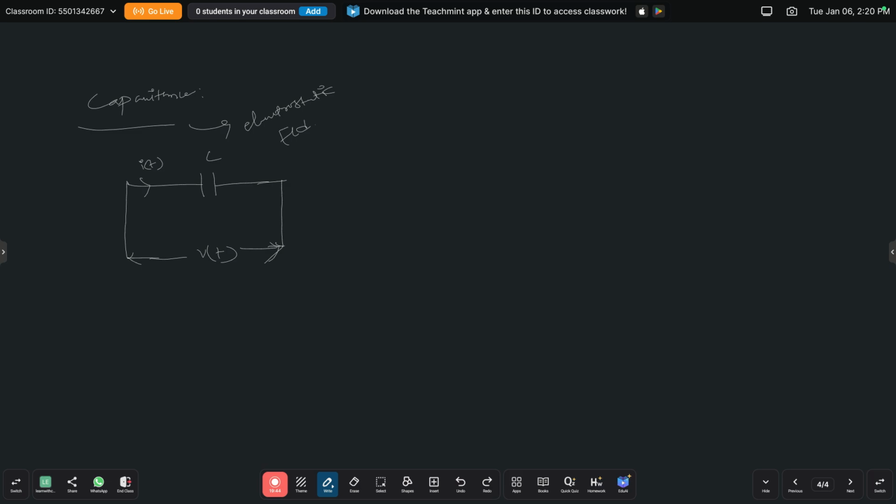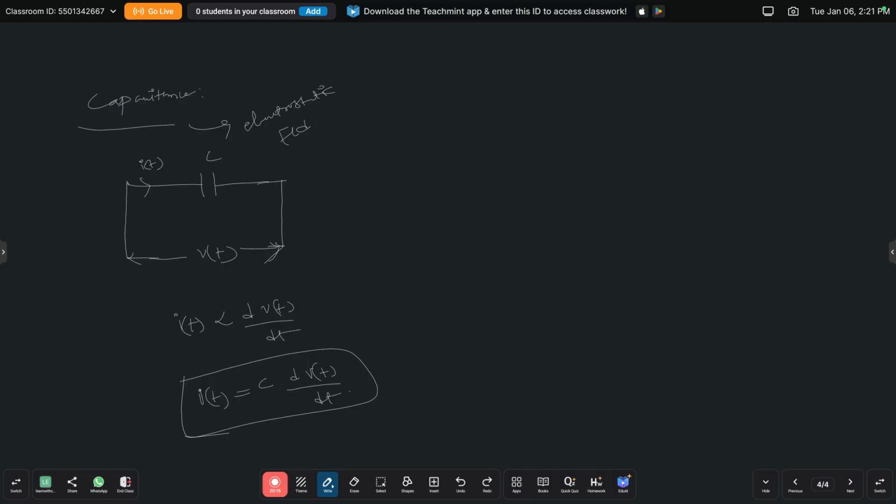So here we need to find the current equations and voltage equations. The current flowing through this circuit is i(t). So i(t) is proportional to dv(t)/dt. By removing this proportionality we get a constant, that is i(t) equals capacitance C into dv(t)/dt. So this is the formula for current i(t) in a capacitance.